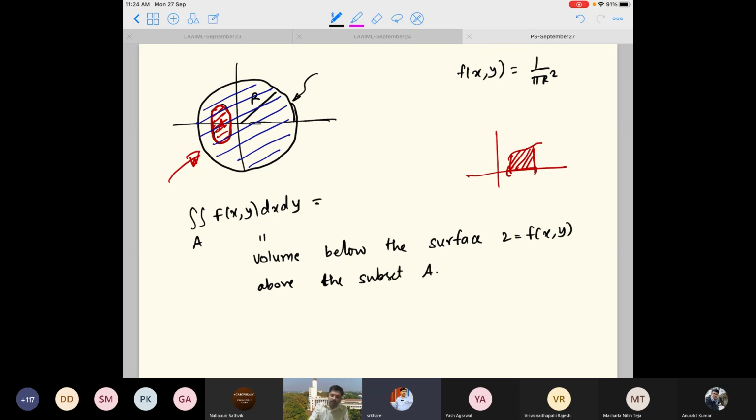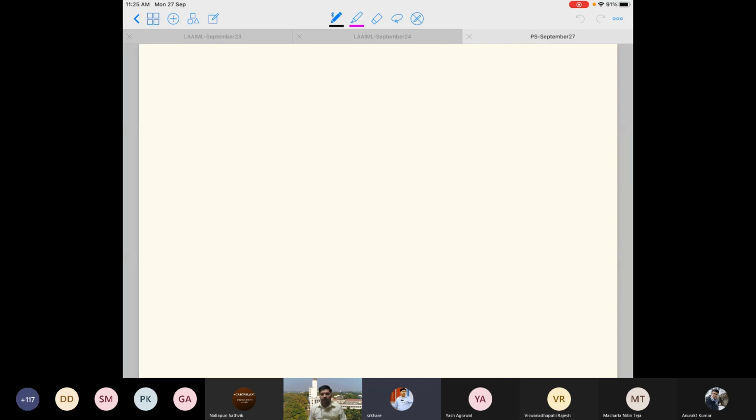In this particular case, this probability will be dependent on the area of A, right? So if you choose two subsets of equal area here, because the roof is flat, the volume bound by these two areas will be the same, which is equal to the probability. So this is uniform probability. This is a uniform joint PDF. This is how you will evaluate the probabilities also.